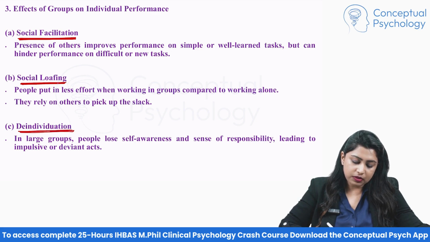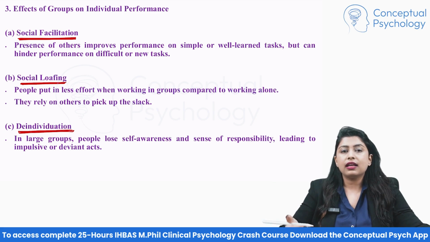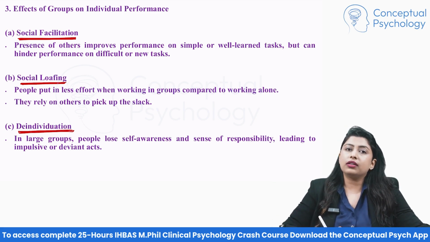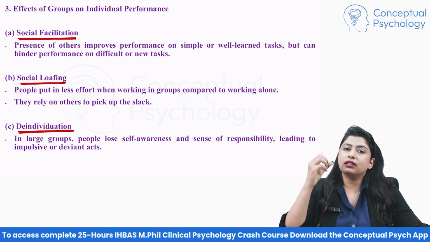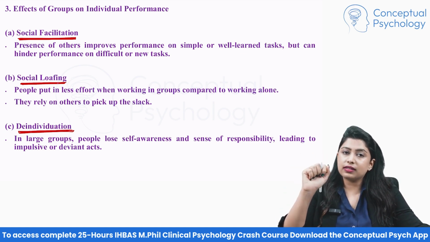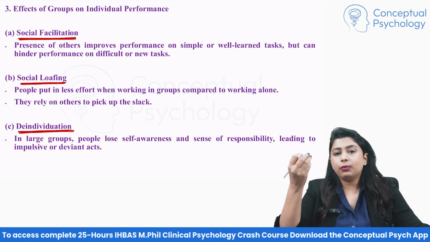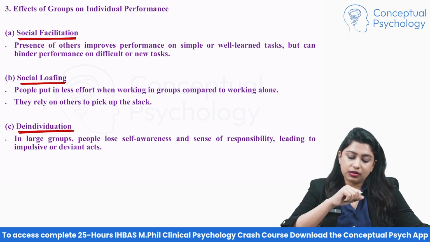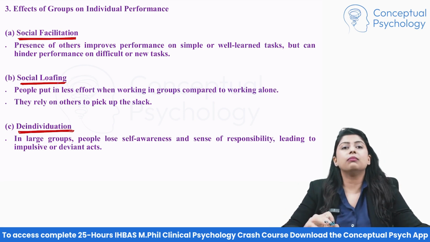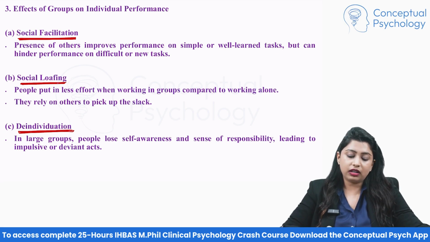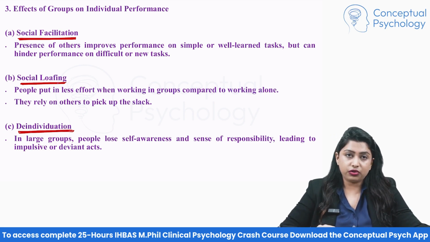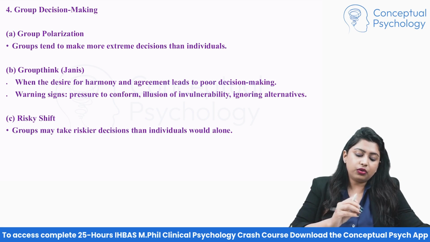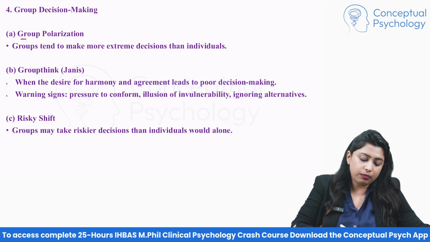In large groups, people lose self-awareness and the sense of responsibility, which leads to impulsive or deviant acts. Riots, when individuals vandalize property under crowd anonymity, are one example. Or online trolling, when people hide behind anonymous accounts. Please keep these three in mind. The definitions should be very clear to you because this is an important concept from the examination point of view.